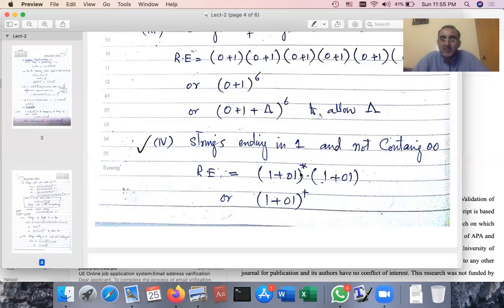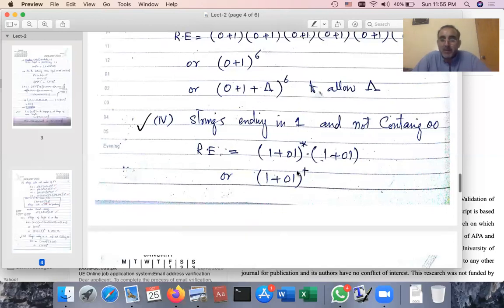And from my previous knowledge I know that r star into r is equal to r plus. So by using the same rule I can say that this is equivalent to 1 plus 01, and not Kleene star, rather it is plus. It is union. Here plus means all possible combinations without null.